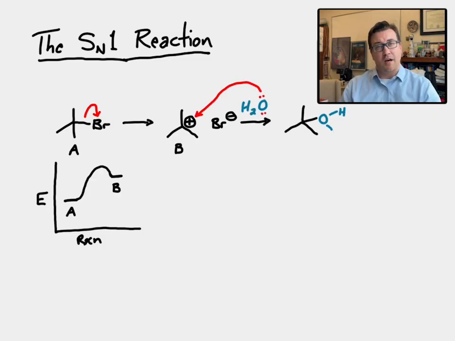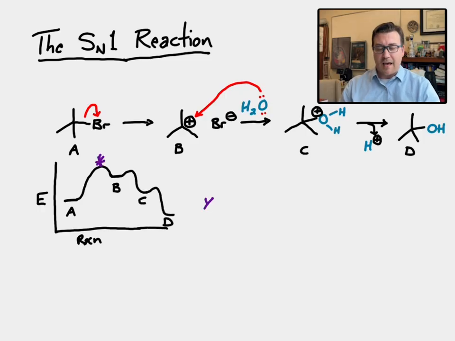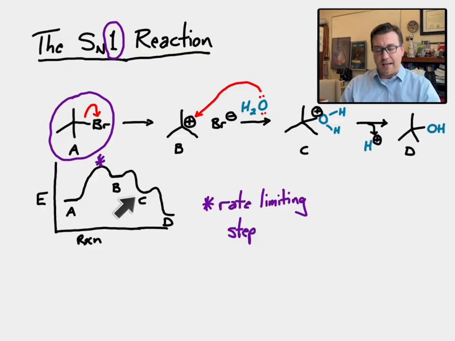Now something can come along as a nucleophile, in this case the water, the bulk solvent that's around here, and when the nucleophile forms a new bond, you get compound C. Then eventually that compound will lose a proton to the bulk water and give you compound D. I want to point out that this is the rate-limiting step. This formation of the high-energy carbocation is the rate-limiting step, and that's why it's called SN1. There's only one thing that's involved in the rate-limiting step.